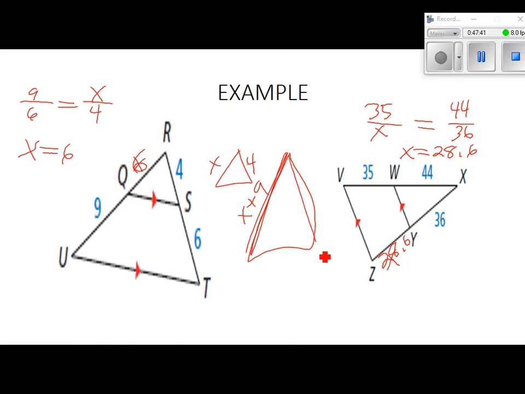What's the length of this side in the big triangle? 10. And you'd have to separate it and set it up that way. Does it matter which way you do it? No, you're still gonna get the same answer.